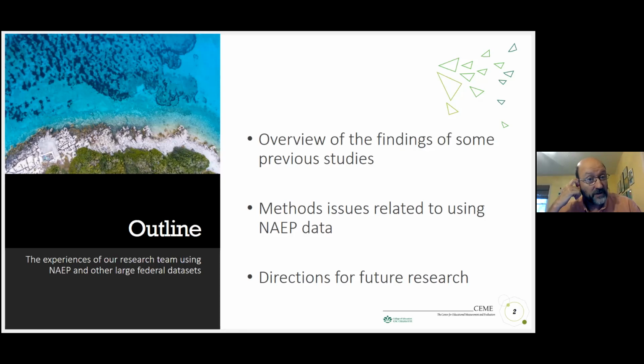We've done a number of studies in our team using large federal data sets and multi-level models. I want to go over just from the experiences of our research team using large data sets like NAEP, some of the methods issues that we've encountered that might get people thinking about issues that apply to their own research, and then some directions for future research that we've been thinking about on our team.